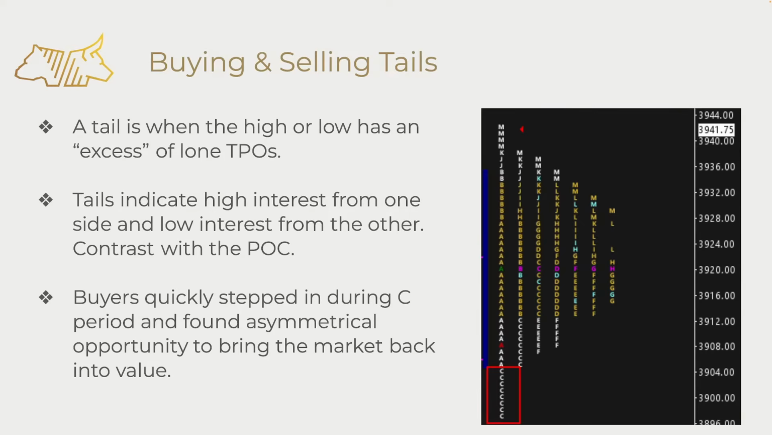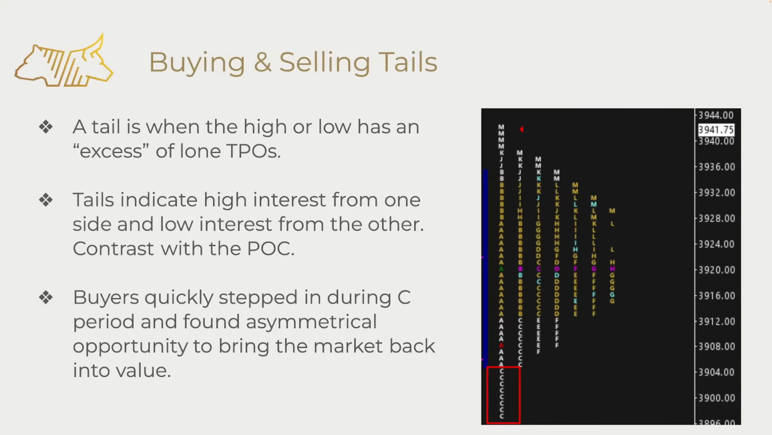So on a profile, a tail is when the high or low has an excess of lone TPOs. Tails indicate high interest from one side and low interest from the other. This is very much in contrast to the point of control, which has a good amount of interest from both sides, and you see a lot of two-way trade. Whereas with tails, you're not quite going to see this.